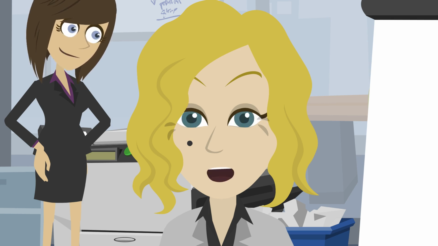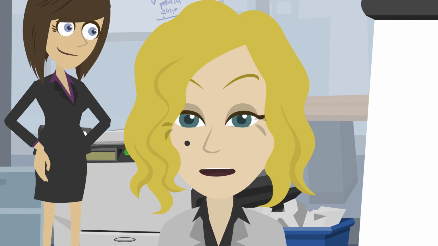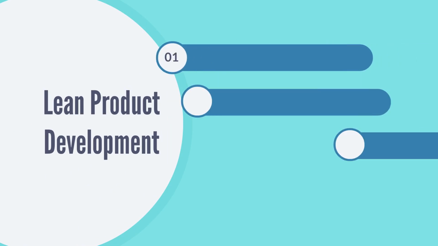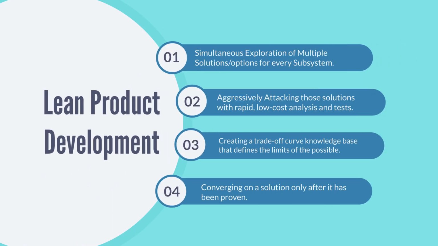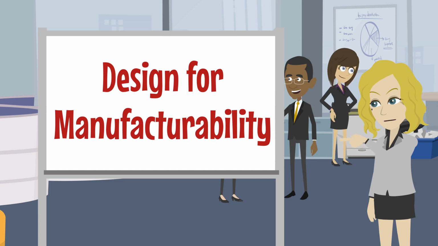Today we will be talking about design for manufacturability. In a previous Opex Minute, we talked about lean product development, which is a much more competitive approach to development. Today let's talk about design for manufacturability, which is about the design itself. How do we design products with manufacturing in mind?